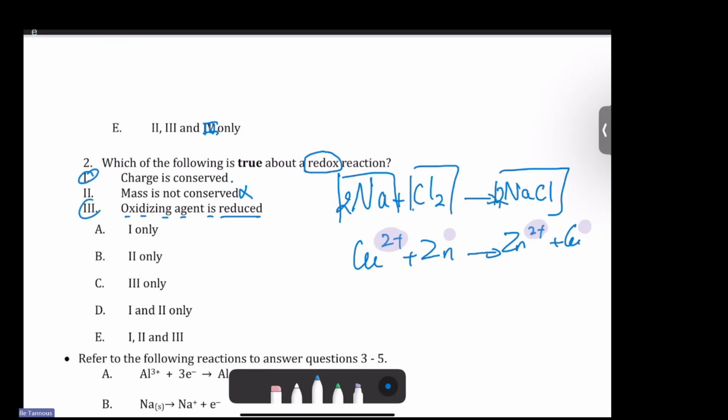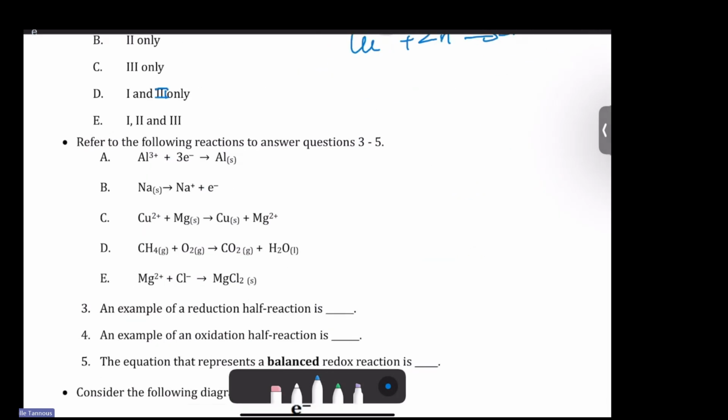Okay, 1 and 3. Why do I have so many mistakes in the choices? Refer to the following reactions to answer questions 3 and 5.